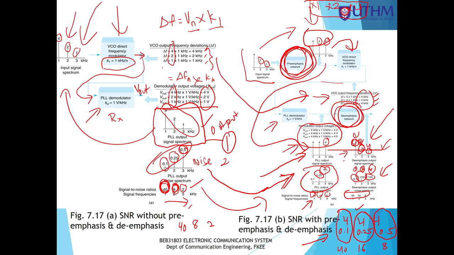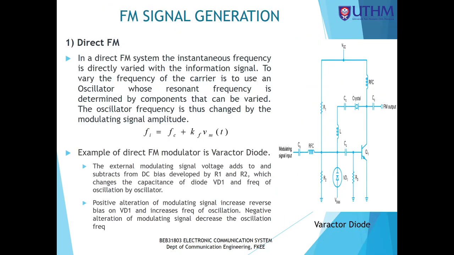So nothing changed. The SNR at the output of the de-emphasis network is the same as the SNR before the de-emphasis network. SNR pada output de-emphasis sama dengan SNR sebelum de-emphasis network. Dia cuma berlaku pengurangan dari segi faktor tersebut, tetapi SNR-nya masih sama. So the conclusion is that it is better to have the pre-emphasis and de-emphasis network in the system so that we can produce better SNR.